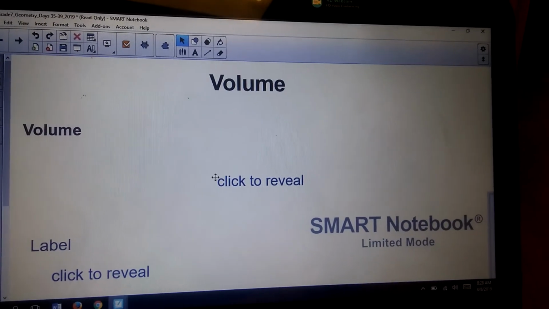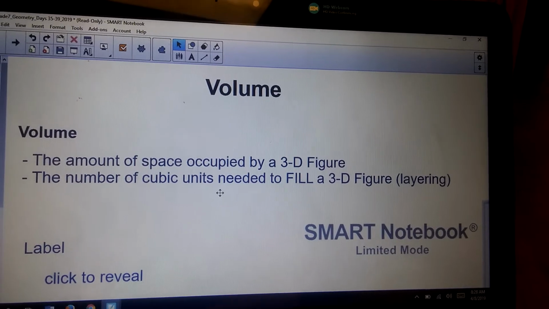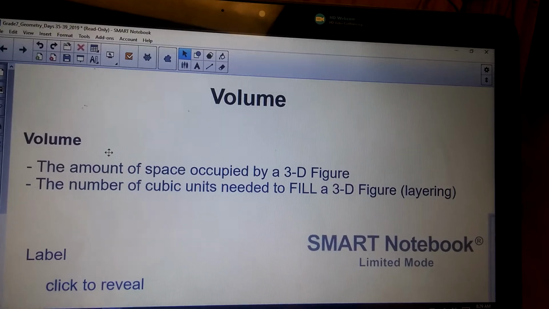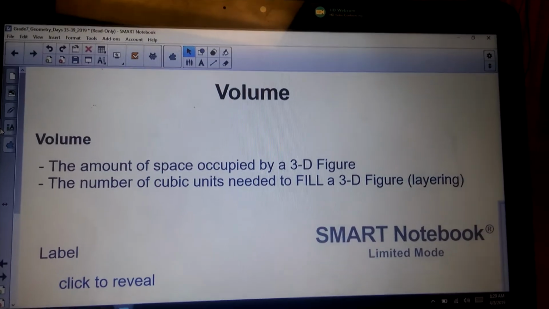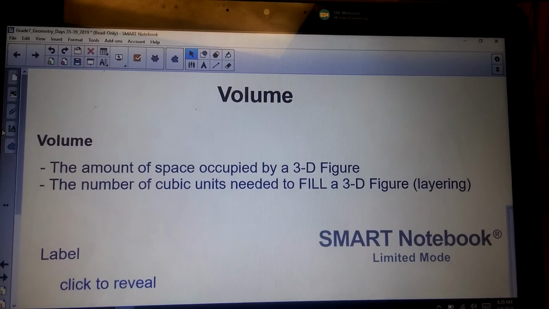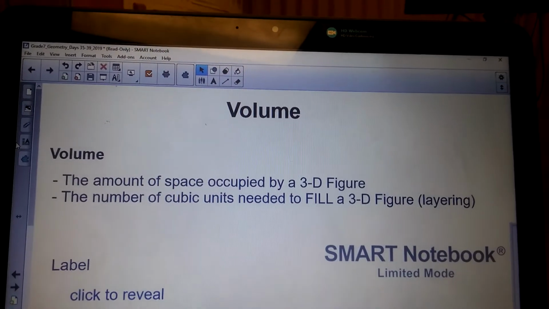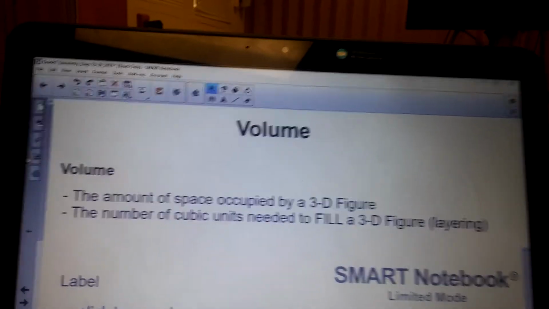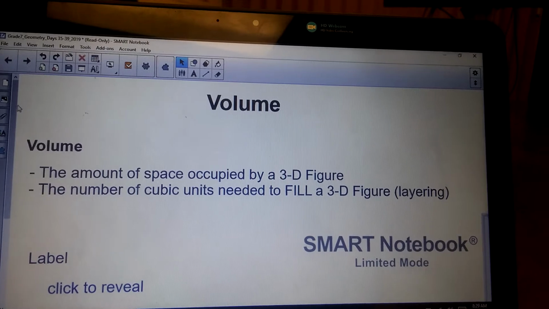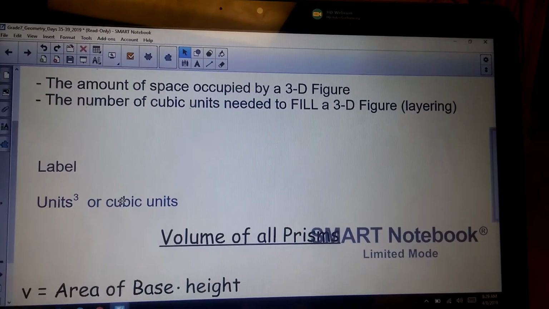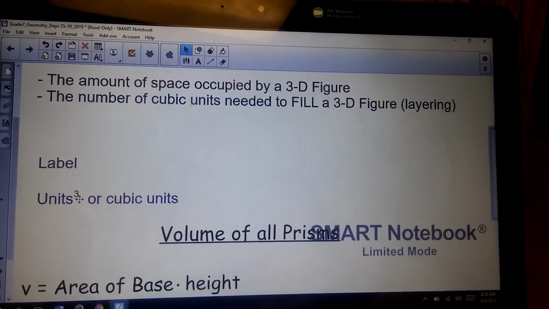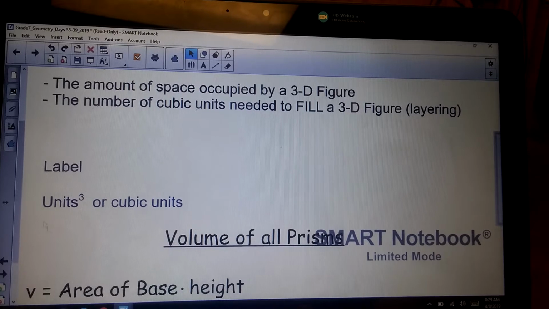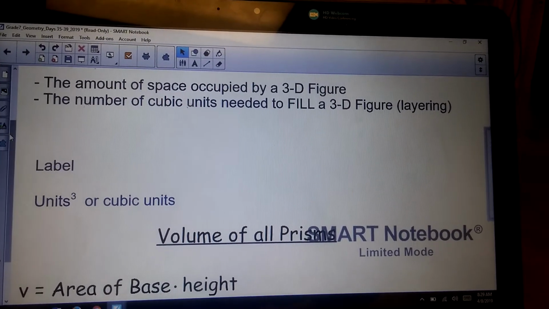So volume is the amount of space occupied by a 3D figure, or the number of cubic units needed to fill a 3D figure. Think about when you go to FedEx and you fill a box that's 11 by 12 by 13. When you do that math, 11 times 12 times 13, you get 1,716. That's how many cubic inches can fit in there. And volume is always measured in cubic units: inches cubed, centimeters cubed, meters cubed, cubic units, or units to the third power, because there are 3 dimensions.